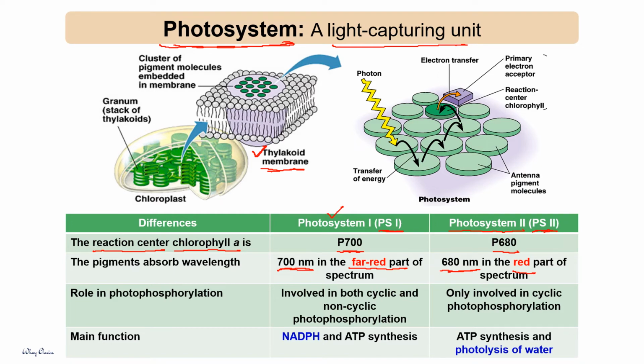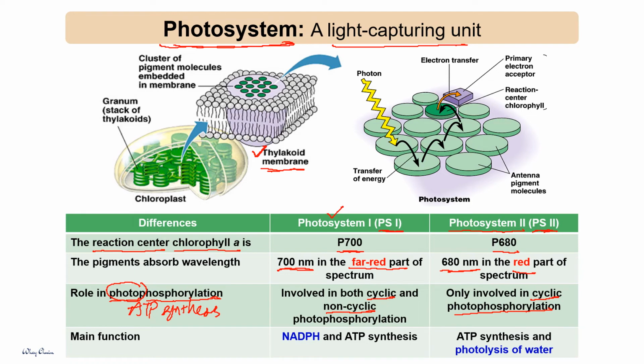Both photosystems are important in a process called photophosphorylation, which means ATP synthesis occurs due to the light energy. PS1 is involved in both cyclic and non-cyclic photophosphorylation, and photosystem 2 is only involved in non-cyclic photophosphorylation. Both cyclic and non-cyclic we are going to study more in the second hour.